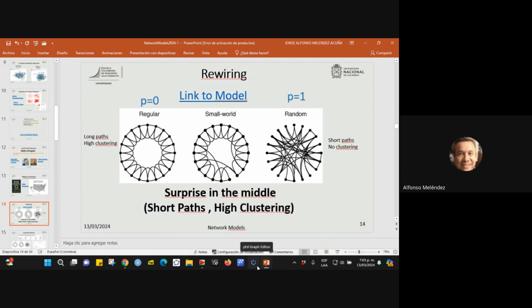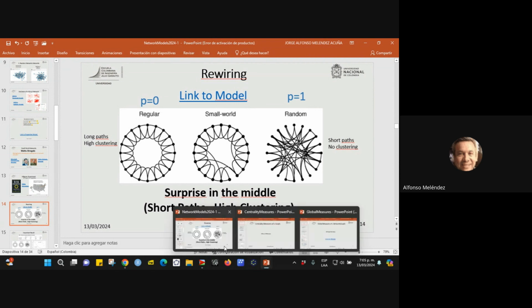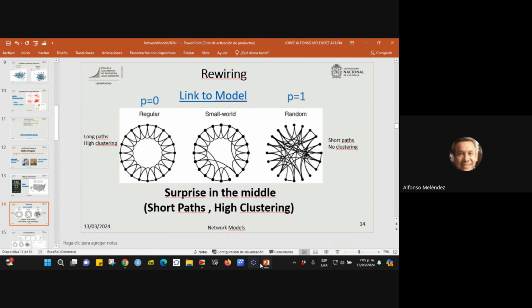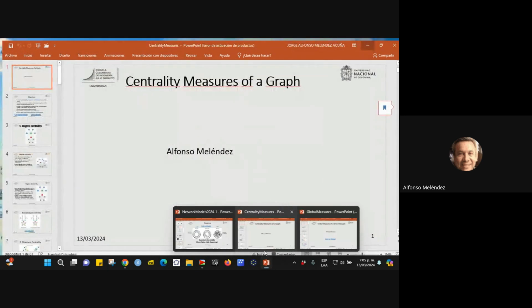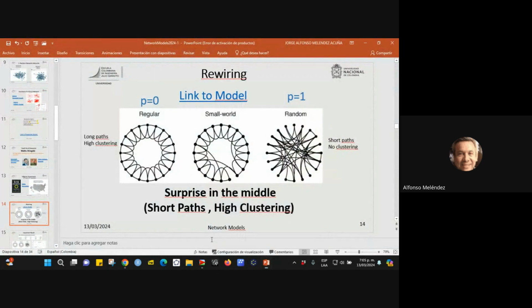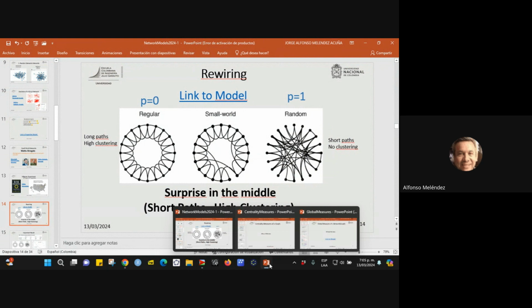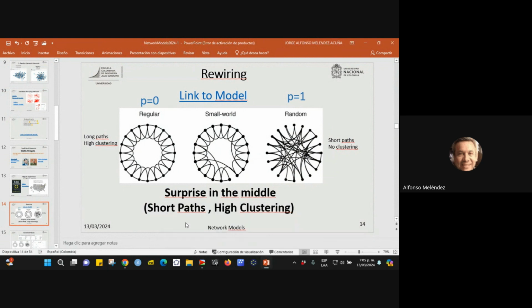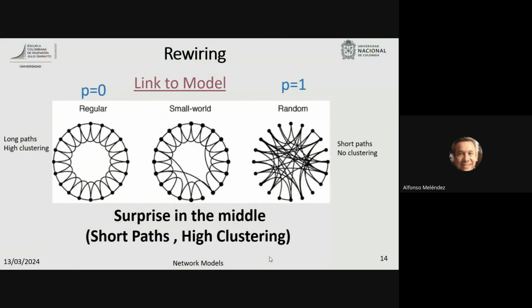Okay, this is the most famous model. It's a very simple model, but it's a very powerful model. Let's continue here.